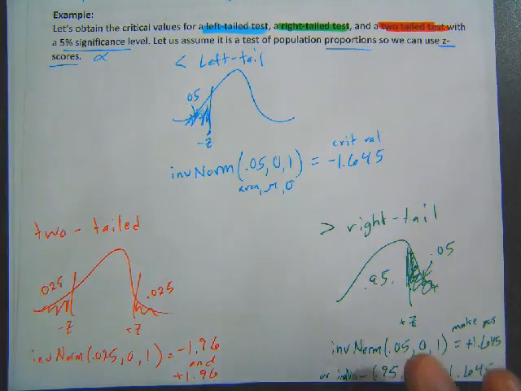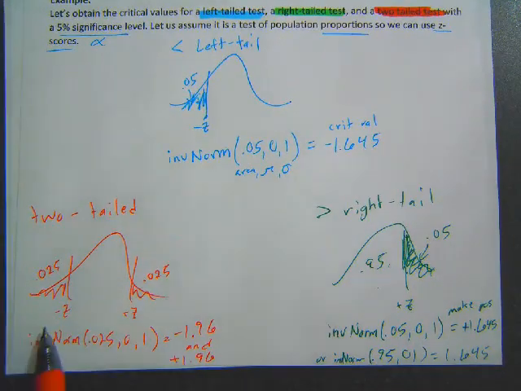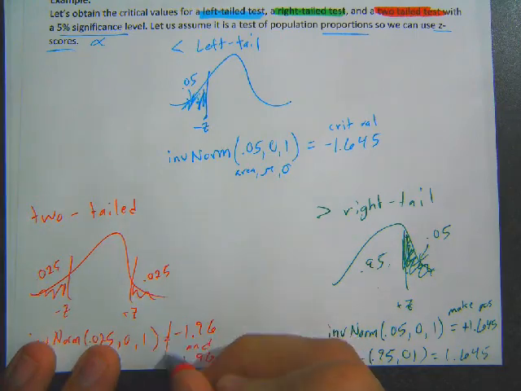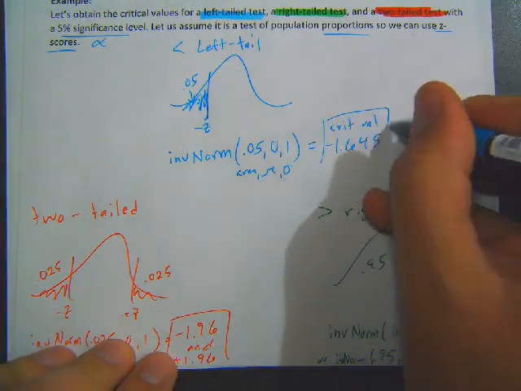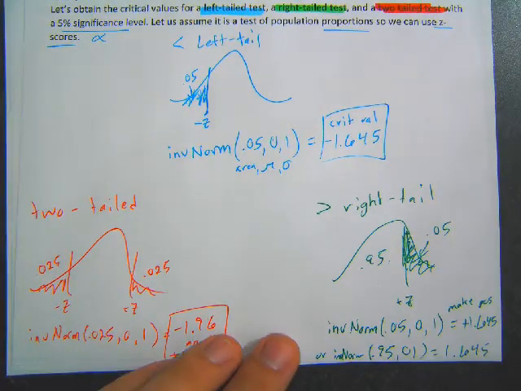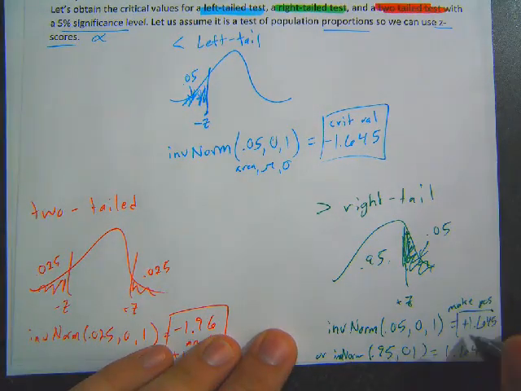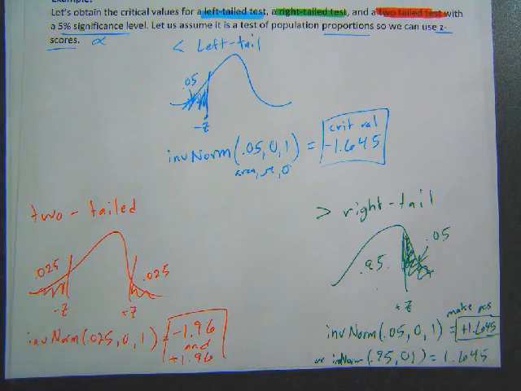So the critical values when you have a two-tailed, you have two of them, right? You have a negative and a positive. And those would be the critical values for that. So there you go. That's where critical values come from.